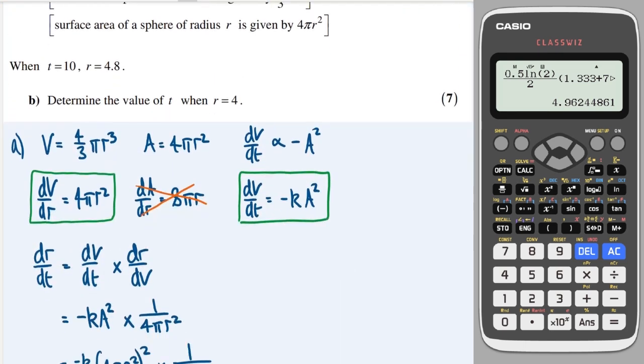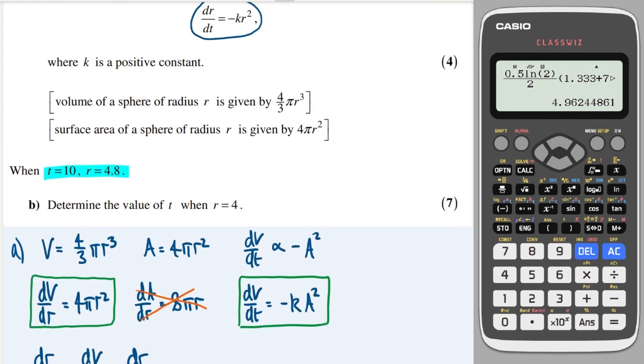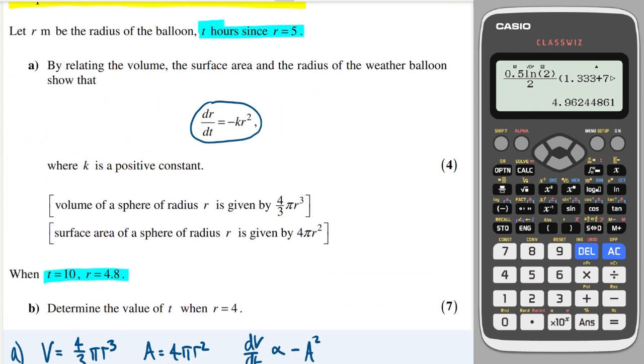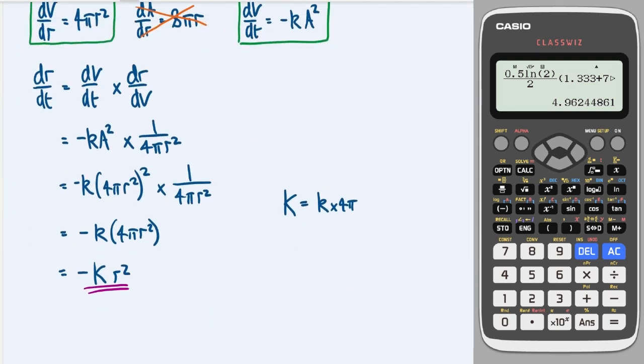Okay, part B, it just says determine the value. Okay, so we get given an initial condition, and we also have this condition here. So this is the initial one, sorry, this is just a boundary condition. So we've got two conditions, which means I can use that to solve my differential equation.